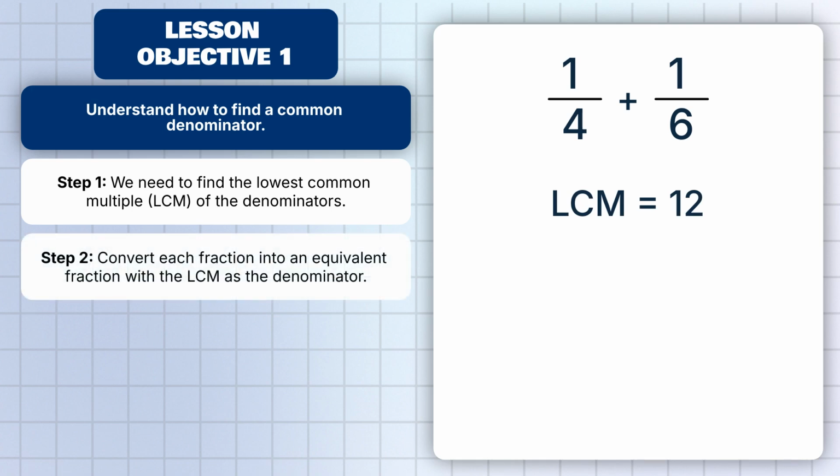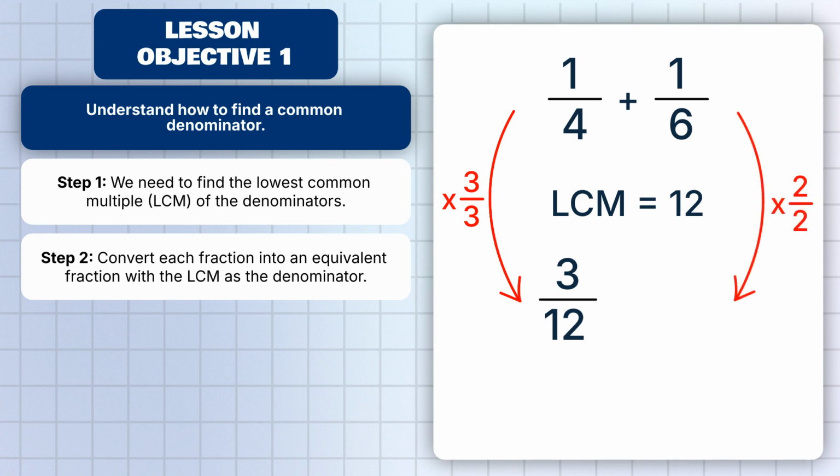Next, convert each fraction into an equivalent fraction with the lowest common multiple as the denominator. Change the fractions to have the same denominator by multiplying both the numerator and the denominator by the necessary factor. For example, to convert 1/4 into a fraction with a denominator of 12, we need to multiply both the numerator and denominator by 3. This gives us 3/12. To convert 1/6 into a fraction with the denominator of 12, we need to multiply the numerator and denominator by 2. This gives us 2/12.